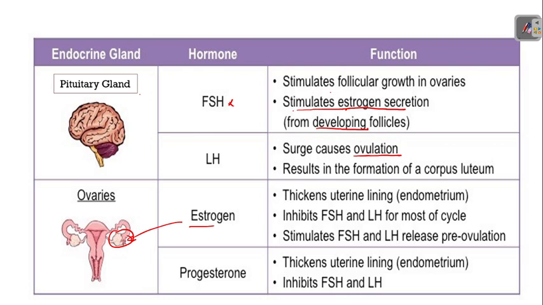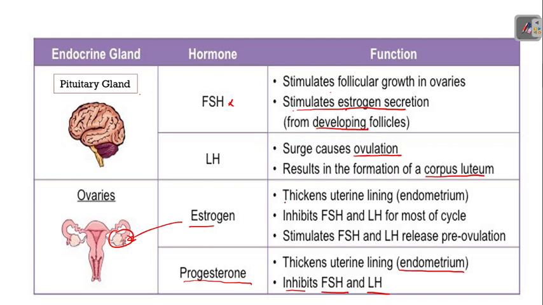And then it results in the formation of a body called the corpus luteum. The corpus luteum basically secretes your progesterone, the pregnancy hormone. Let's start with the pregnancy hormone. It thickens the uterus lining or the uterine lining, aka the endometrium. Then it also inhibits follicle stimulating hormone and luteinizing hormone. We'll get back to it. That is the feedback mechanism.